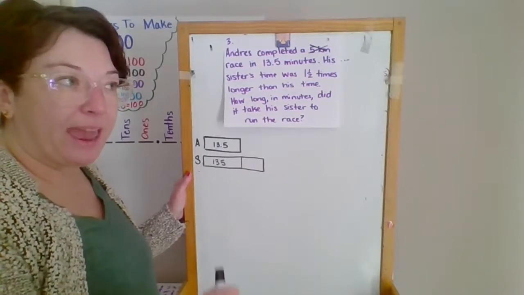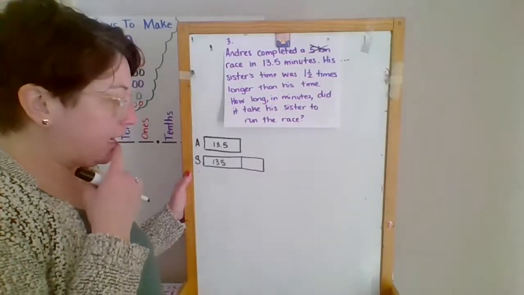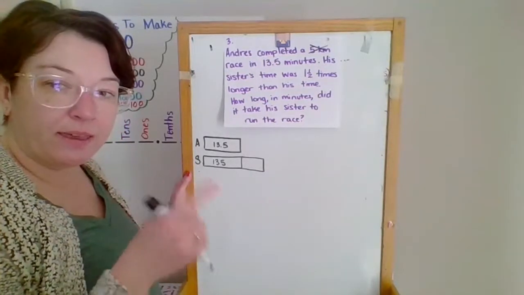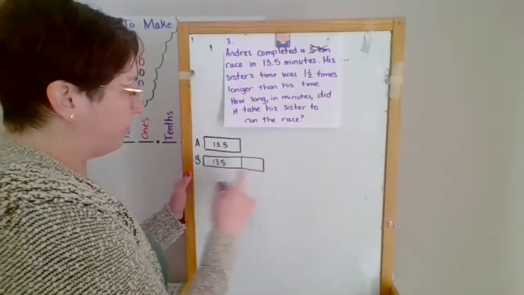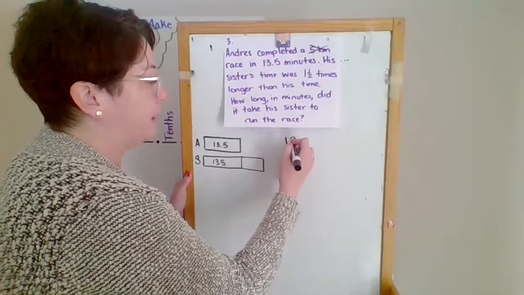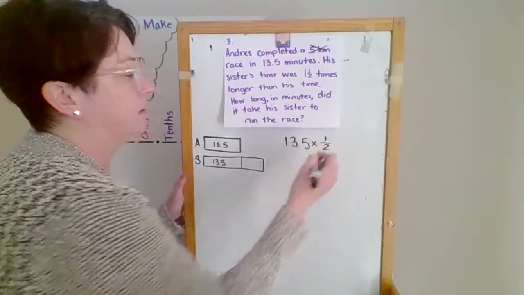So if I'm finding a half of something, what operation is that? We did this on the last one. Right. We're going to multiply. So 13 and 5/10 times 1/2.